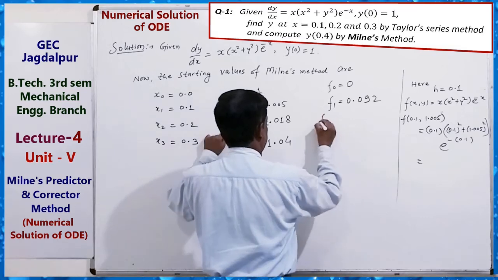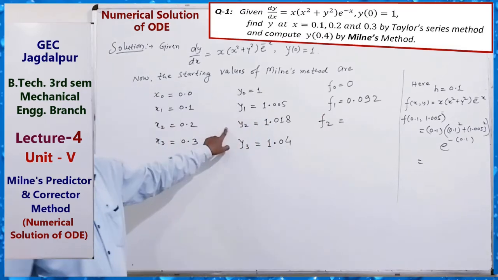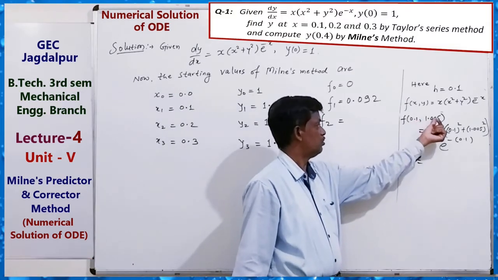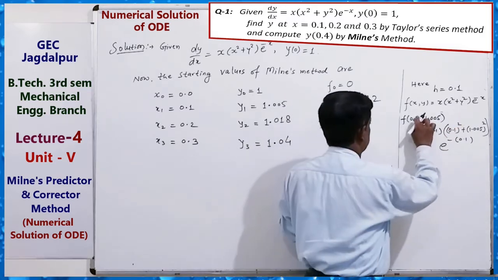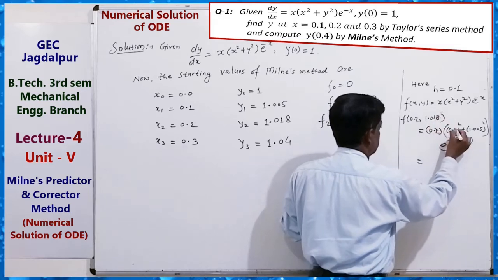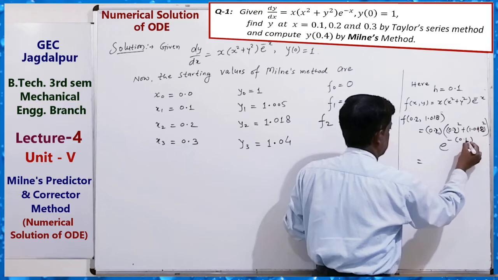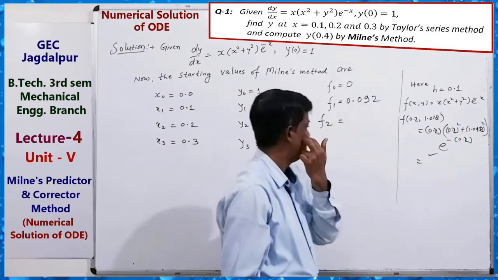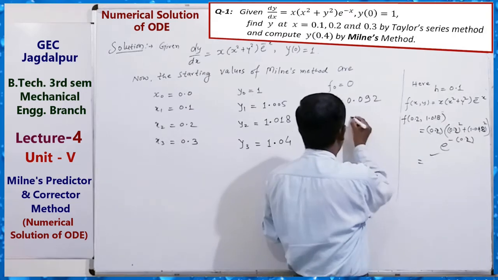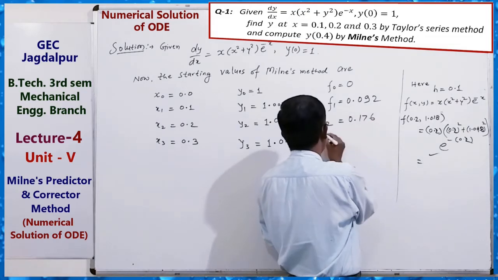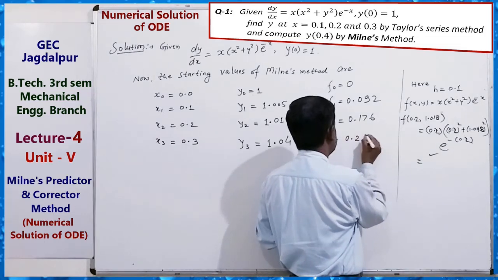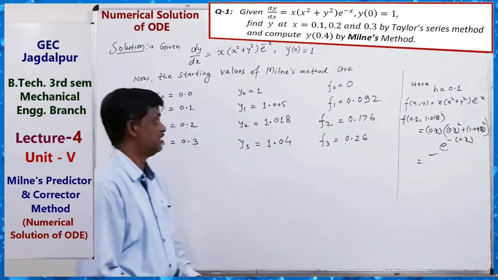Similarly, f2 can be found by using 0.2 and 1.018, and calculate it. You can get the value F2 equals 0.176. Similarly, F3 can be found. F3 is 0.26. So these are the required values.